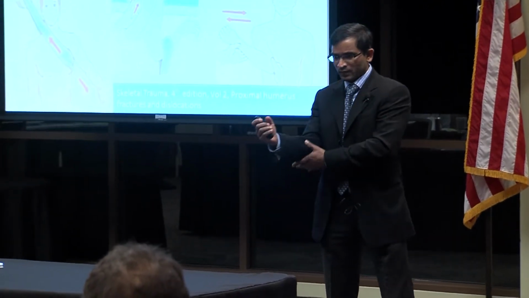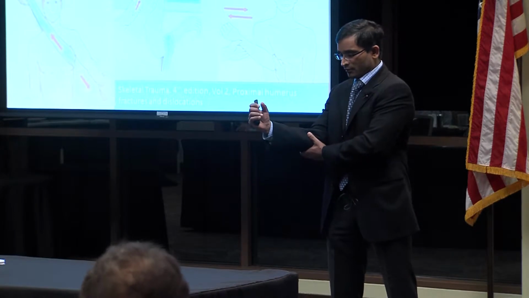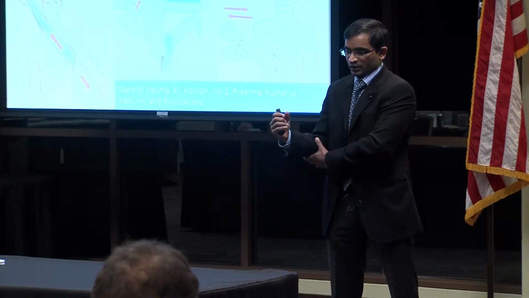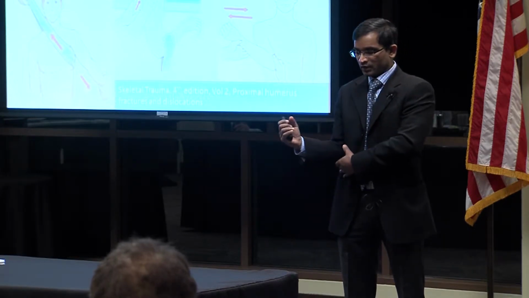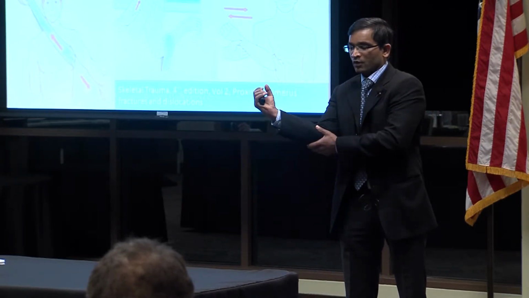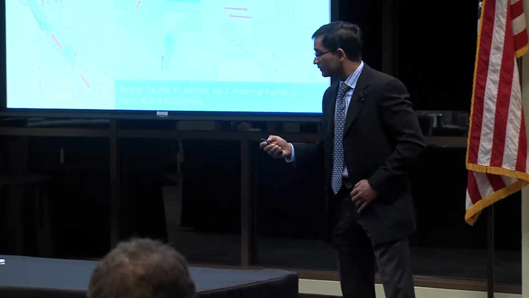So the maneuver described is: bring the arm to adduction, that is touching the side of the body, externally rotate, bring the arm forward, and then internally rotate. That will put the shoulder back in place.